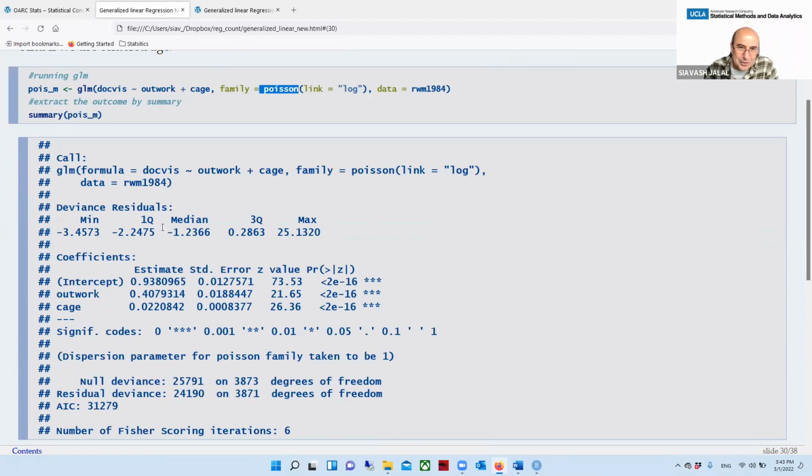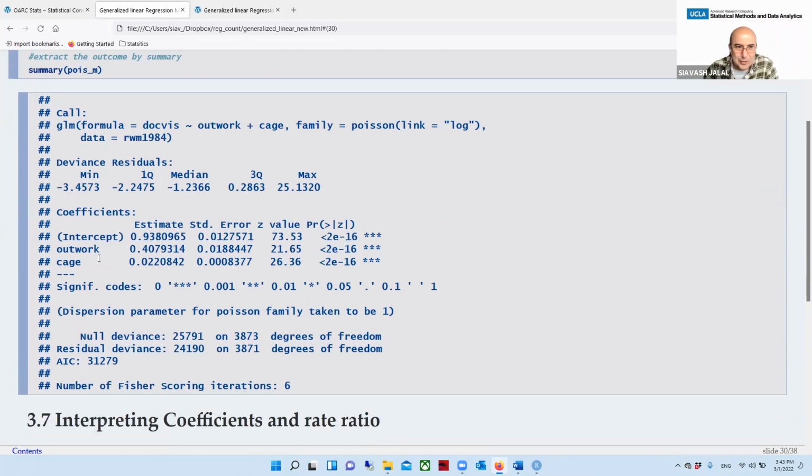Again, deviance residuals here, same as before. There is something there: dispersion parameter for Poisson family taken to be 1. That means there is no overdispersion assumed for this one. So we fix that and we don't estimate another overdispersion parameter. And that affects the number of degrees of freedom of the residual deviance.